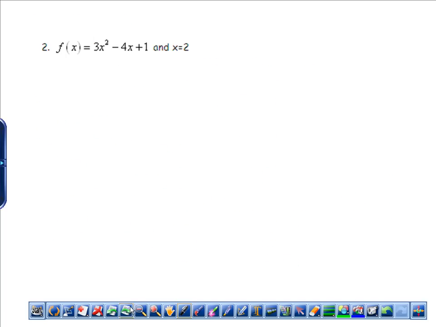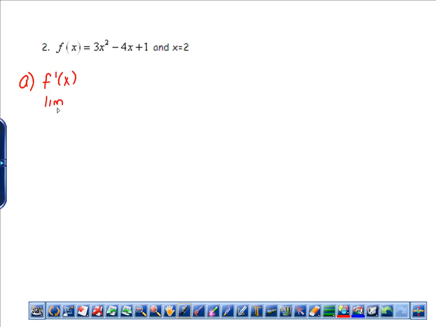Okay, let's try another one. Okay, example 2. Just a little bit more complicated of a parabola, but all the same steps. Okay, first thing, A, we need to find the derivative, f prime of x.